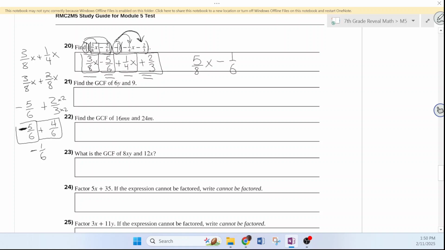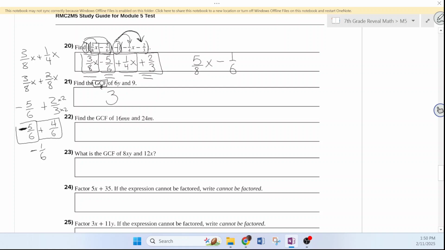Okay, now we're moving on to some other types of problems. GCF means greatest common factor. Remember that C means common? So what goes into 6y that also goes into 9? The highest thing we have is a 3.